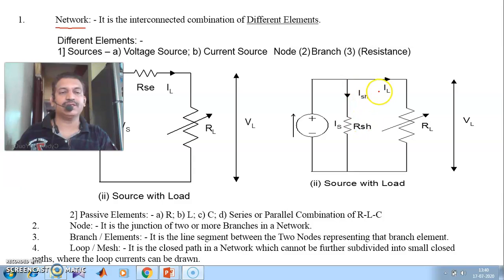Even across these 2 points, you have RL connected. So RL is the branch. Even the current source is present. So that current source is a branch. So this is the third definition.